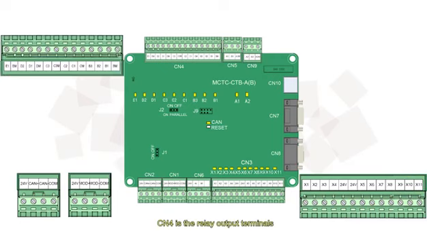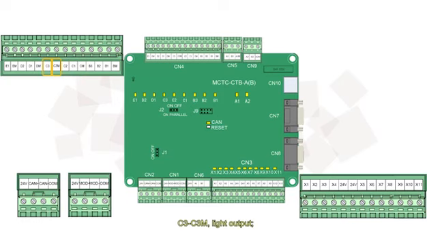CN4 is the relay output terminals. Terminal drive capacity is 1 ampere, 30-volt DC. B1 BM, open door signal output. B2 BM, closed door signal output. B3 BM, force closed door 1 output. C1 CM, fire buzzer output. C2 CM, home lift sliding door electric lock output.